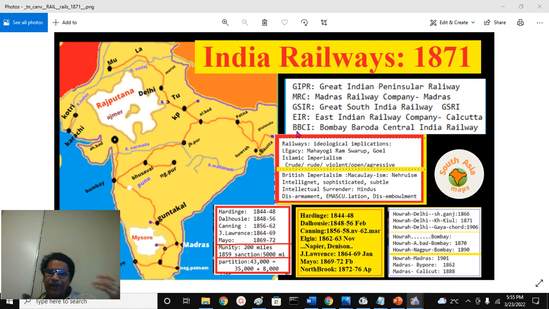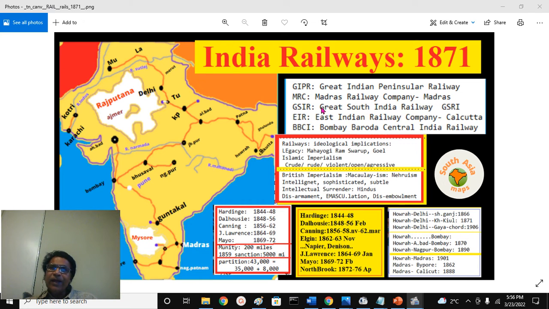And here in the initial stages, I am showing BBCI, Bombay-Baroda and Central Indian Railway, that built a railway line from Bombay to Baroda. That was a princely state, also called Vadodara, across the river Reva or Narmada in the Gujarat plains.